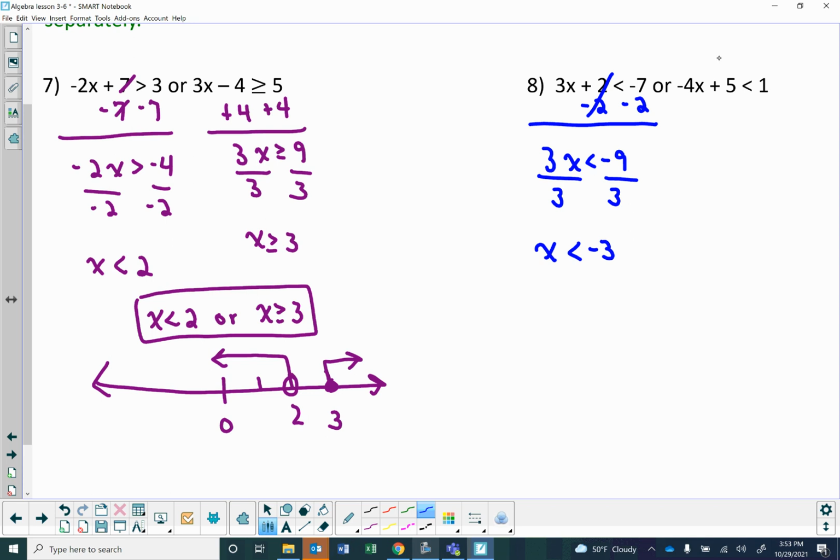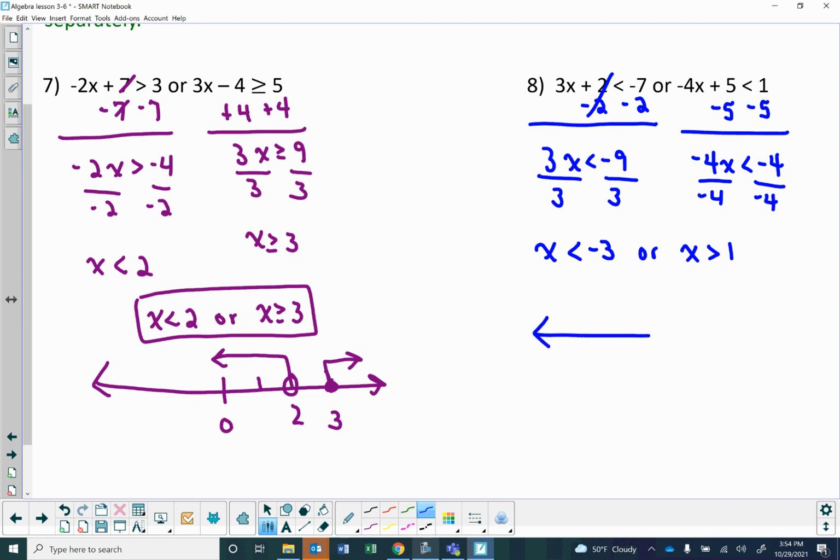On the right-hand side inequality here, we're going to subtract 5 from the left, subtract 5 from the right. I get negative 4x is less than negative 4. Divide by negative 4. This time we do switch the inequality symbol because we divided by a negative number, so that switches to a greater than 1. So x is less than negative 3, or x is greater than 1.